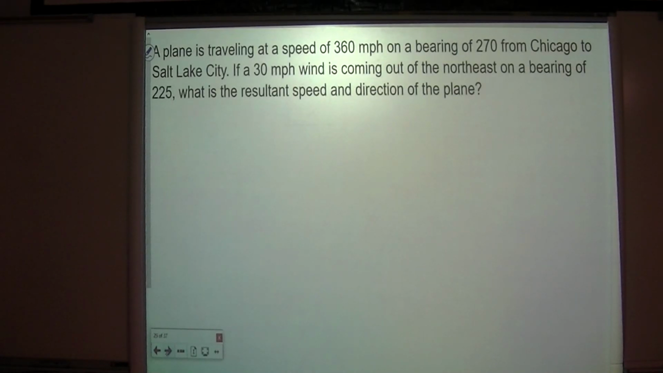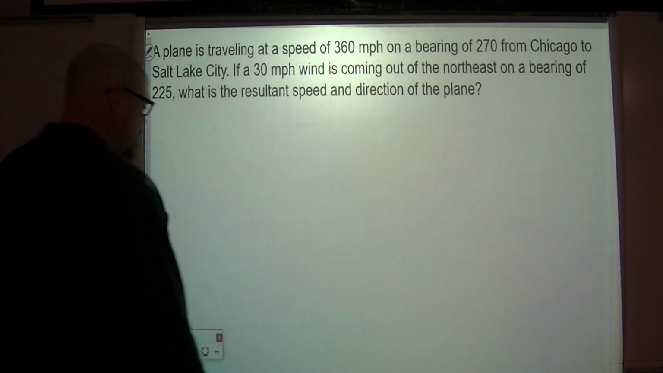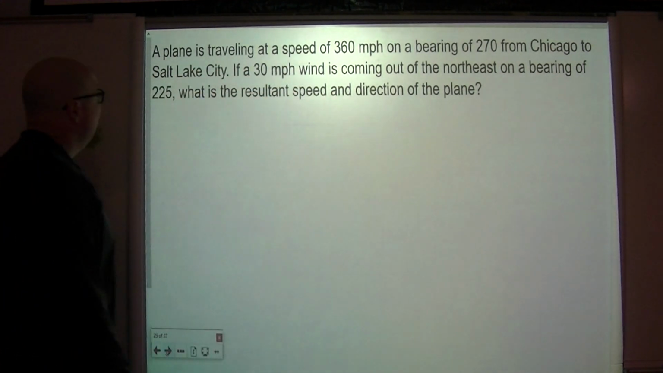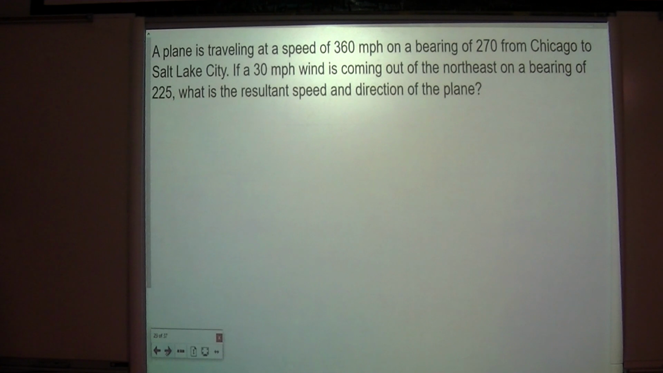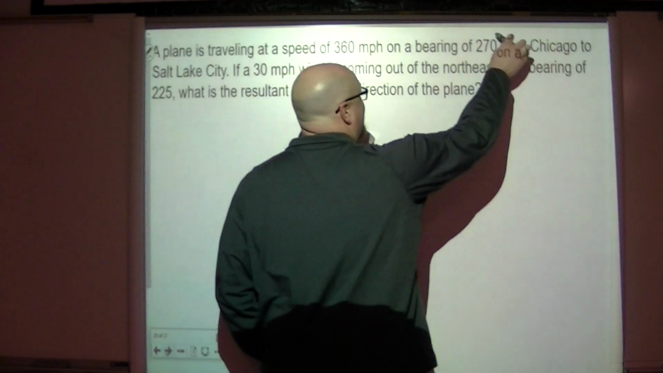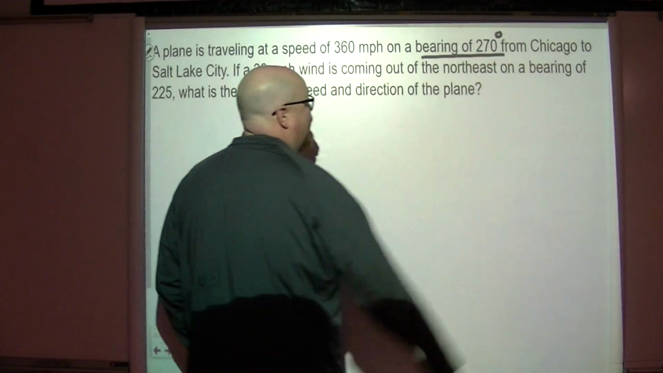Okay, so here is our problem on velocity of a plane. It says a plane is traveling at a speed of 360 miles per hour on a bearing of 270, that should be 270 degrees, sorry. All right, but notice it's a bearing.